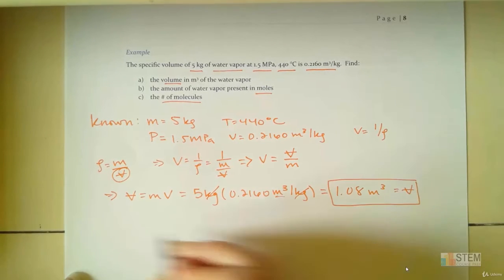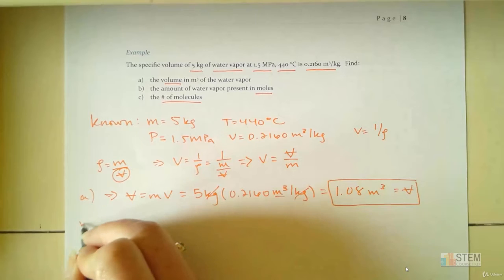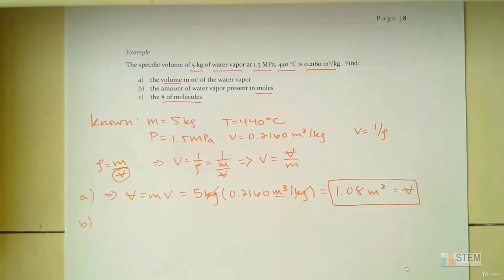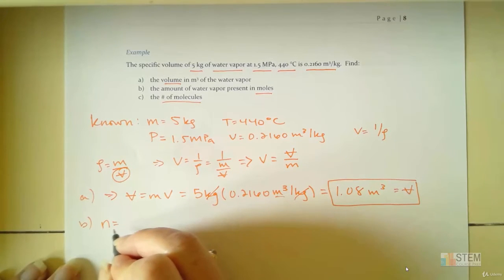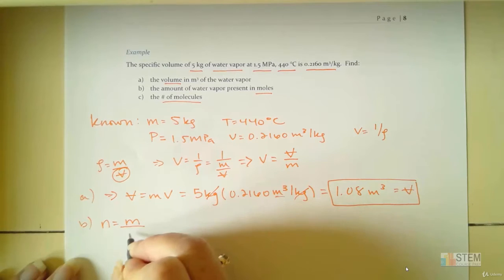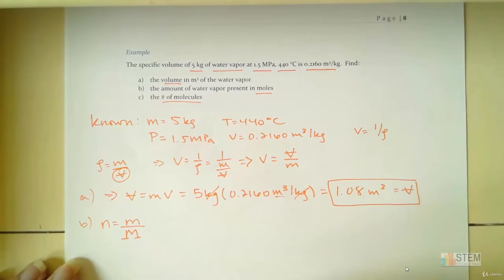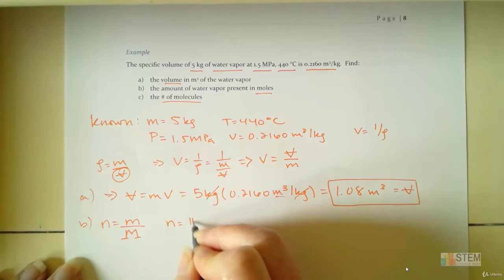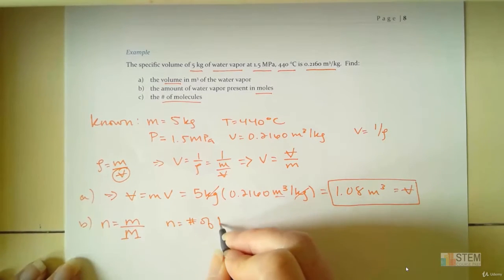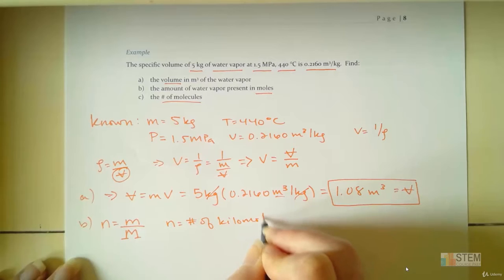All right. So this is part A. Part B, we want to know the amount of water vapor present in moles. All right, so we haven't really talked about that, but I wanted to give you all this equation in case you need it in the future. So N, I'll tell you what that is in a second, is going to equal m, which is mass, over capital M. Now N is the number of kilomoles of a substance.